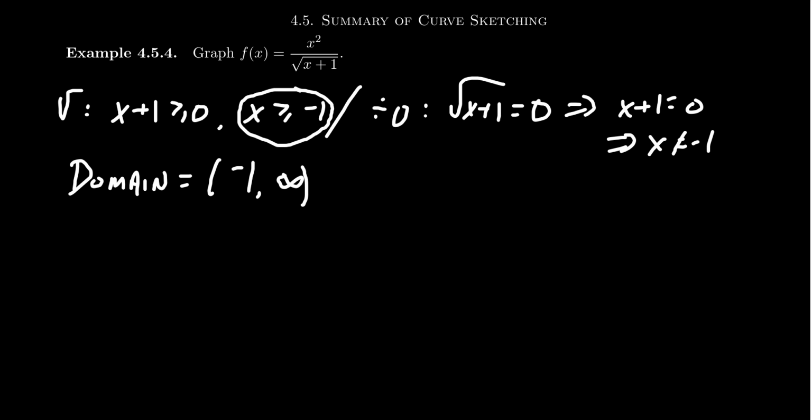I also want to mention that right off the bat, if its domain is negative 1 to infinity, we can already say that in terms of symmetry, there's not going to be any symmetry here. You can't be even or odd if your domain isn't symmetric. Therefore, I'm not even going to bother calculating it because I know it's not going to work.